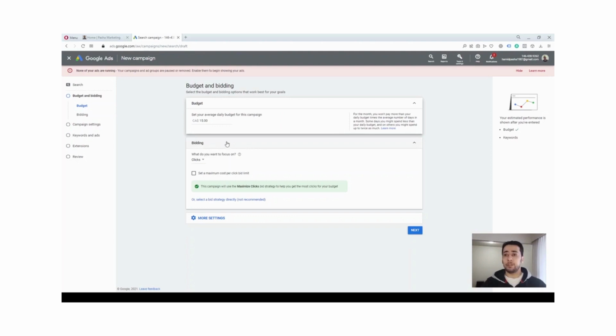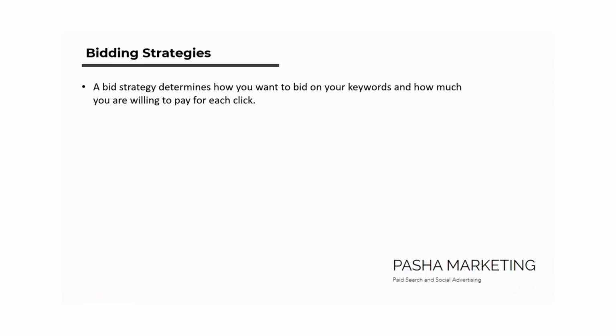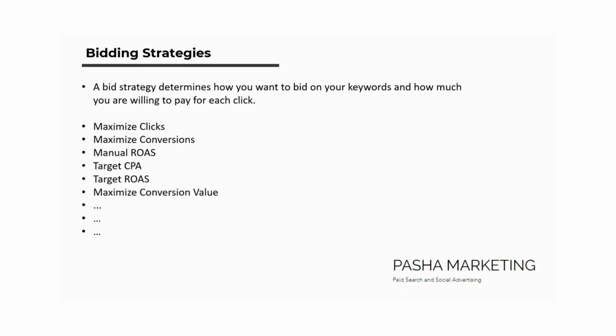Now we are going to choose our bidding strategy. A bid strategy determines how you want to bid on your keywords and how much you are willing to pay for each click. There are many options to choose your bid strategy, both automated and manual. Some options include maximize clicks, maximize conversions, manual ROAS, target CPA, target ROAS, maximize conversion value, and there are other options too that you could choose depending on your goal, your strategy, and your campaign type.